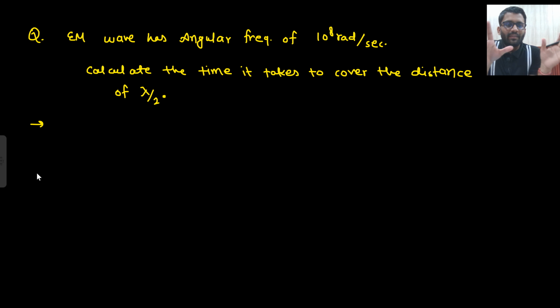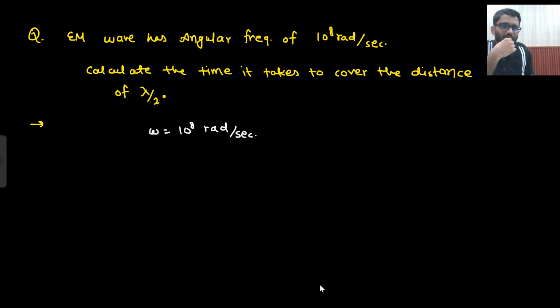So these are very basic questions, just with the basic definition. In the first lecture we studied the basic definition of all these terms when we were studying mathematics. So what they are saying: an EM wave is having an angular frequency of 10 to the power 8 radian per second. Calculate the time it will take to cover the distance of lambda by 2.